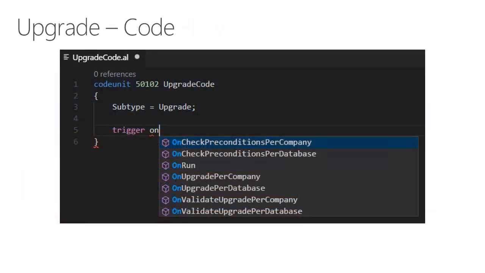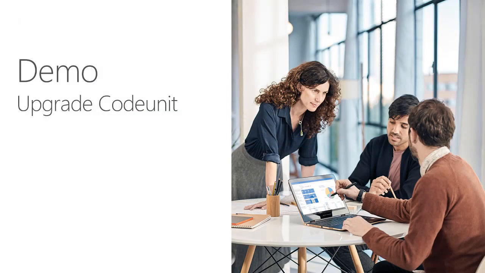The upgrade code itself is also done in a code unit, where you set the subtype to upgrade instead of install. And then when you create a trigger, these triggers in your screen are available to be programmed against. So you have an onCheck precondition per company and per database. You have an onUpgrade per company and per database. And then you also have an onValidate per company and per database. So let's go into the Azure VM and let's take a look at what that looks like.